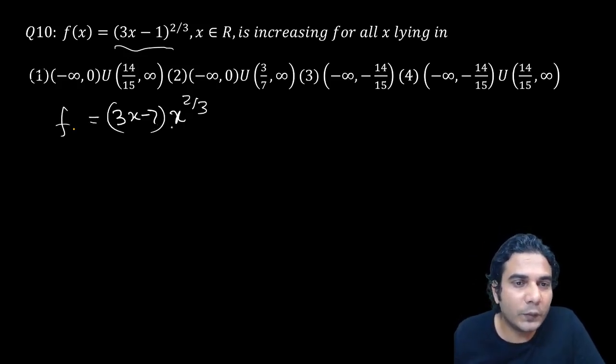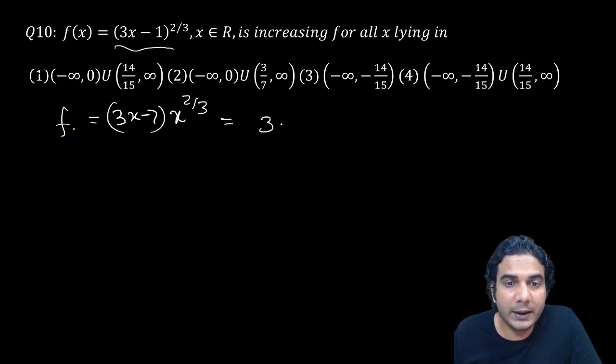All right, so this was the problem, 3x minus 7. If I'm writing it correctly, this was the problem, 3x minus 7 into x raised to 2 by 3. All right, so you can just multiply this term inside and then differentiate it and check where this derivative of f is positive. All right, so this will be 3 into x raised to 1 plus 2 by 3.